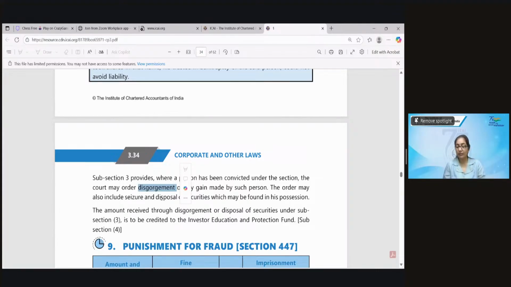So all the affected persons under section 37, what was there? All the affected persons can file a class action suit against the company.